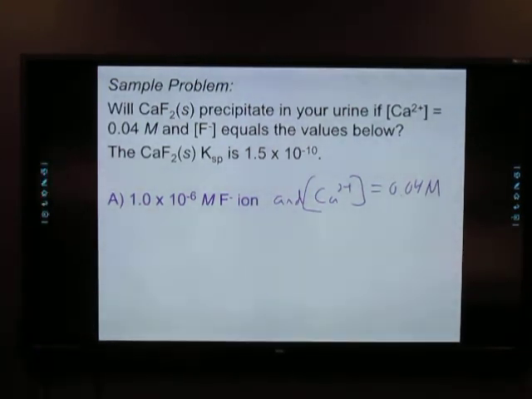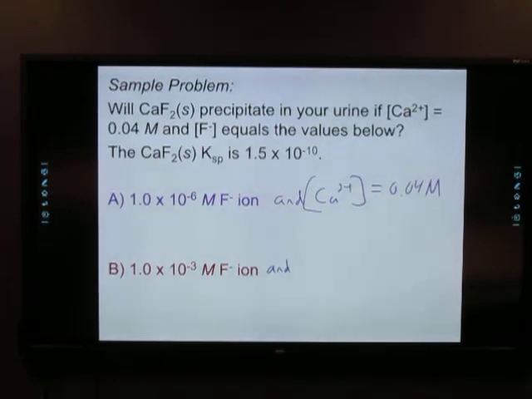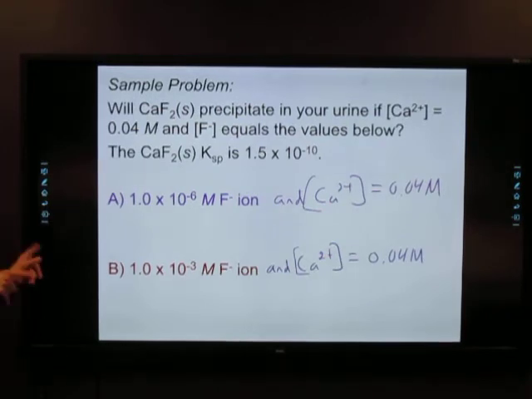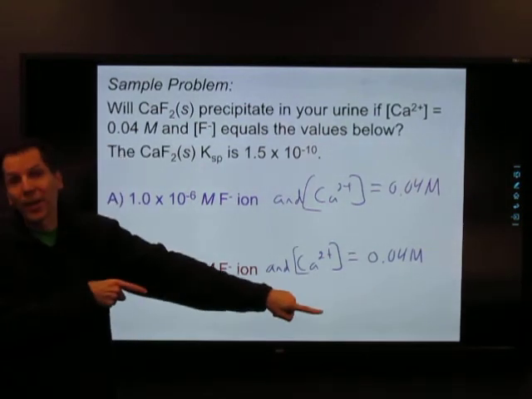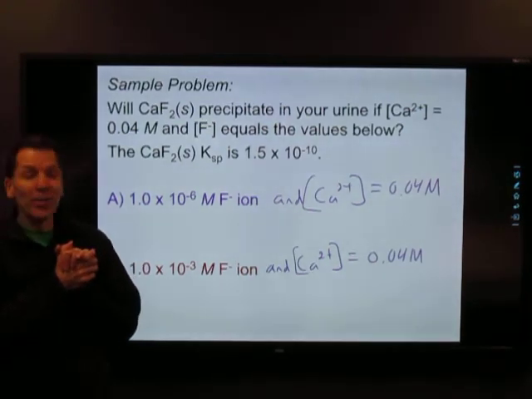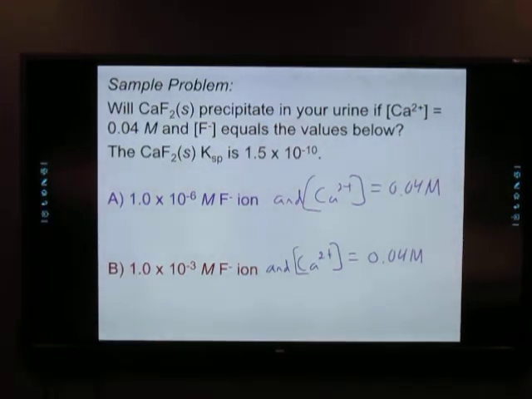In part B also, we're going to have a different amount of fluoride ion, but once again, the calcium is 0.04 moles per liter. And then once we do the math on these, we will check it on a demonstration. This is one you would have been working in small groups, checking your predictions on this, but unfortunately, we cannot do that under these times.